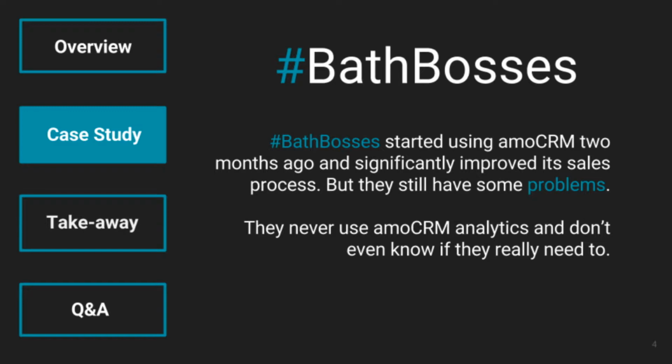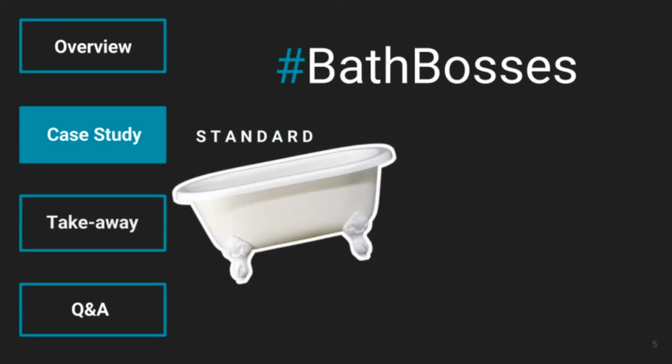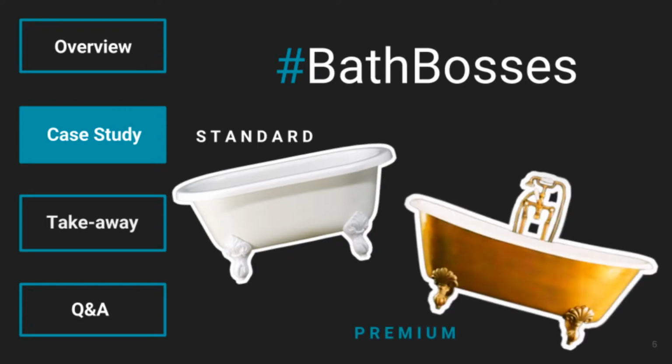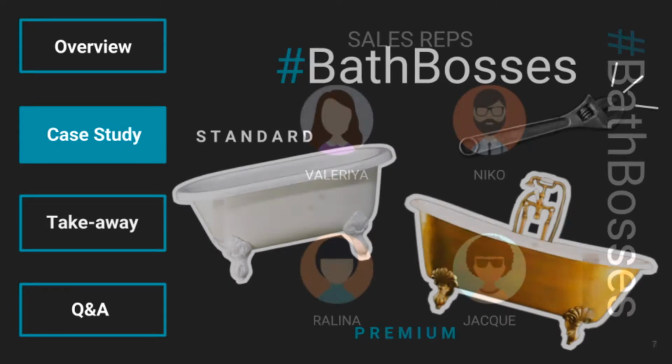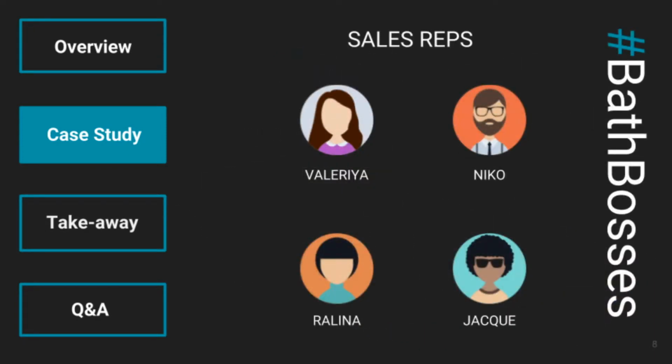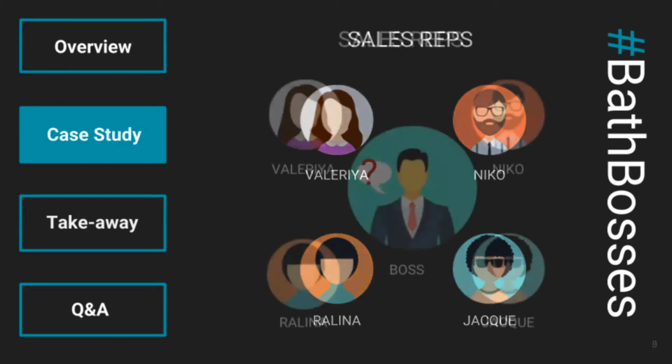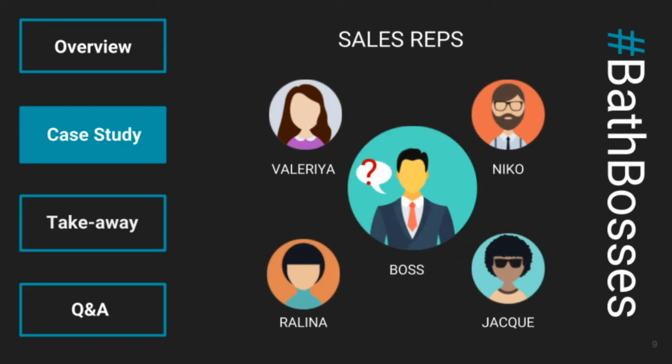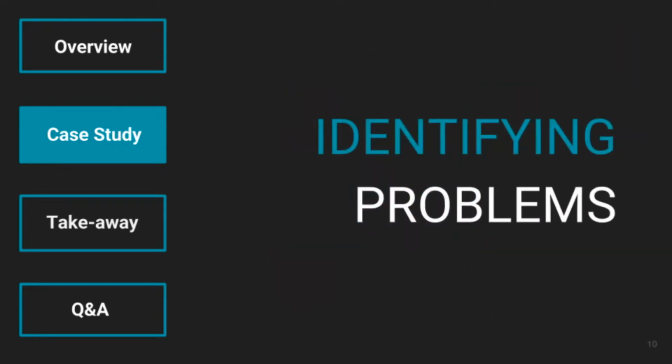So a little bit of background. They offer selling and installing cool bathtubs. So they offer a standard bath, a premium bath, and an installation service. They've got a small sales team made up of 4 promising sales reps. And we think that what needs to happen is that their boss needs to pay more attention to amoCRM analytics. We're going to explain how to identify and fix their problems using our analytics.